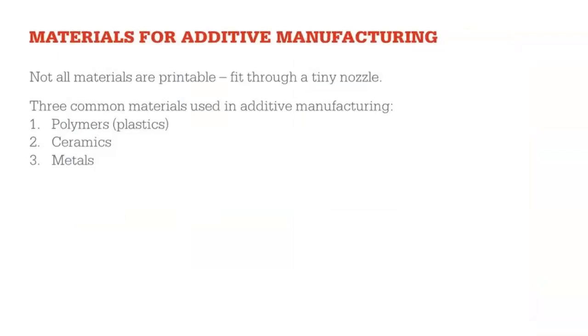But not all materials are possible to print through a 3D printer. When you think about how a 3D printer works, which we'll come to a little bit later, the material has to actually fit through a tiny nozzle. The most common materials that we print with are polymers or thermoplastics, ceramics, and metals. We could print our cup out of any of these. But the whole idea with additive manufacturing is it's a creative process. So don't limit your imagination to these.